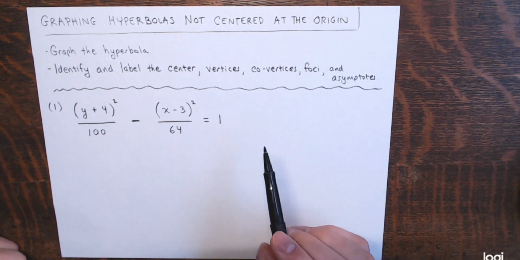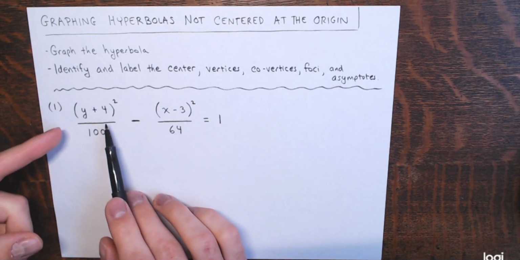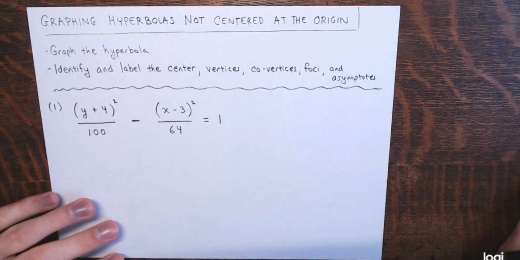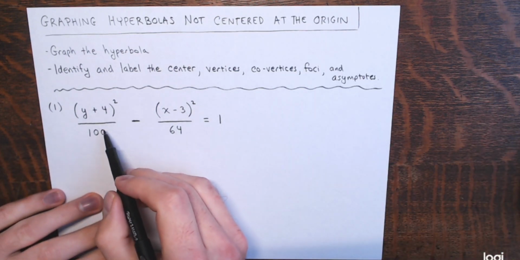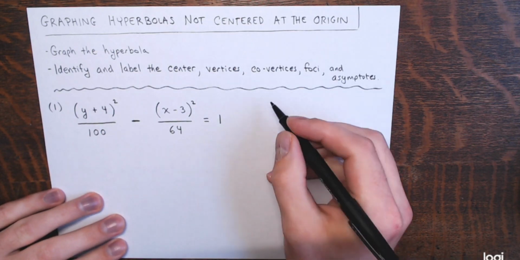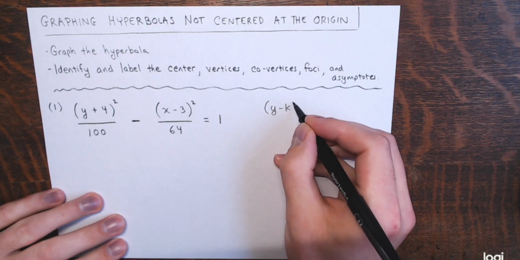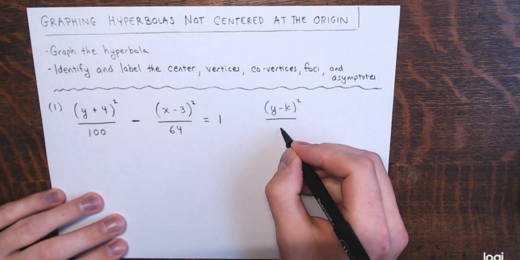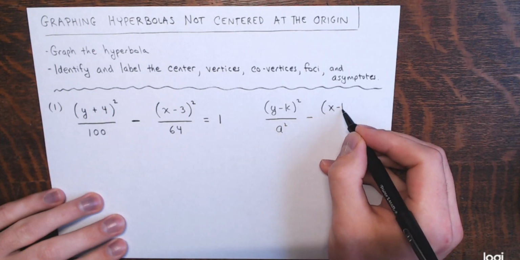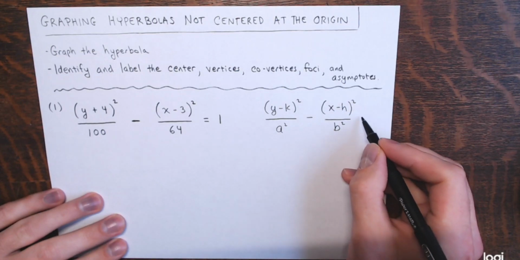Alright, so this first example I'm given starts off with the y squared. It has the y squared term minus the x squared term. So this is in that standard form where you have the square divided by a number minus the square divided by a number equals 1. So this is in this form here, y minus k squared divided by a squared minus x minus h squared divided by b squared equals 1. It's in that form.